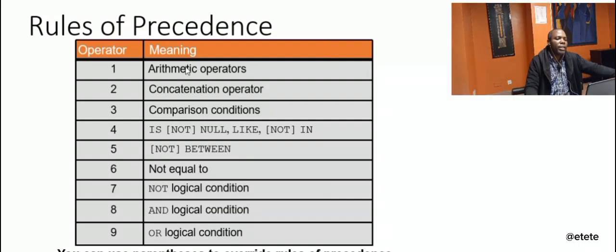So what it's telling you is that if you have an expression that contains an arithmetic operator, concatenation, comparison conditions, all these things, the system is going to start with arithmetic operators first. It will check this one first, before this one. So it means that the NOT operator comes before the AND operator, and the AND operator comes before the OR operator.